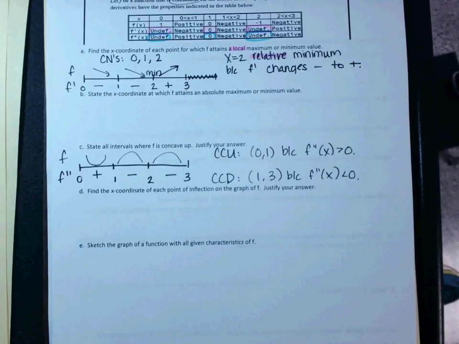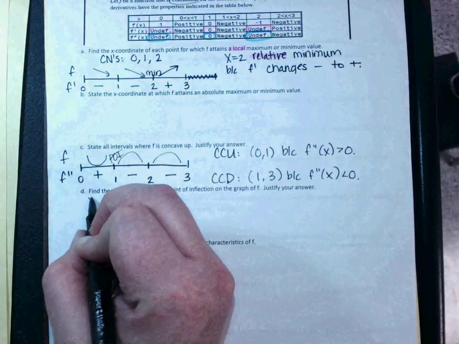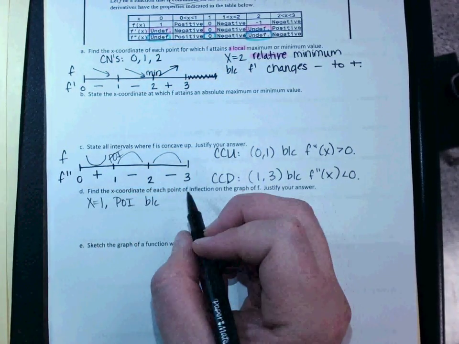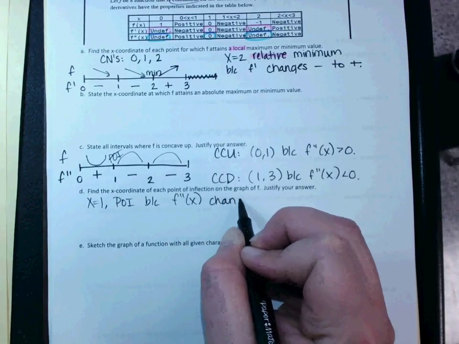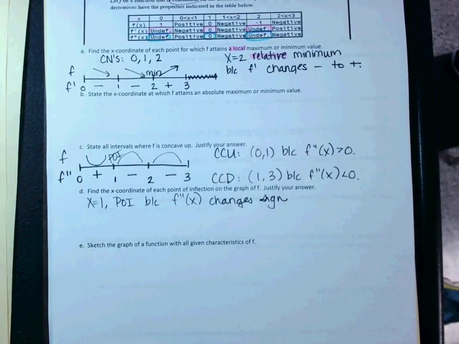Alright, part D says, where do we have a point of inflection? What would you say? You have to have a sign change, so the only place would be at 1. X equals 1, you have a point of inflection because why? F double prime of x changes sign. And you have to be really careful about not saying things like it changes sign. There's too many things in that table for them to just assume that you meant F double prime.